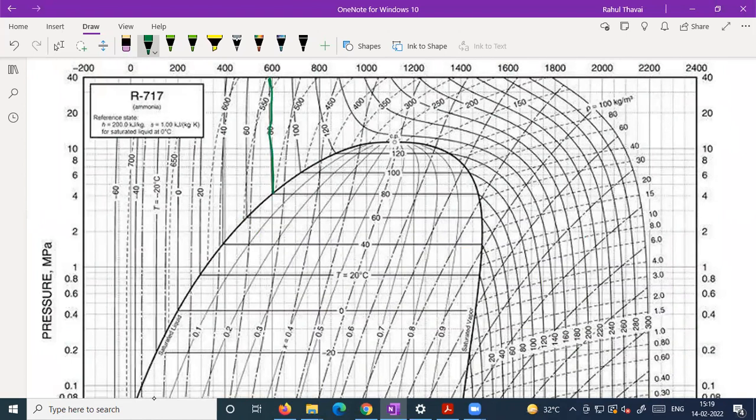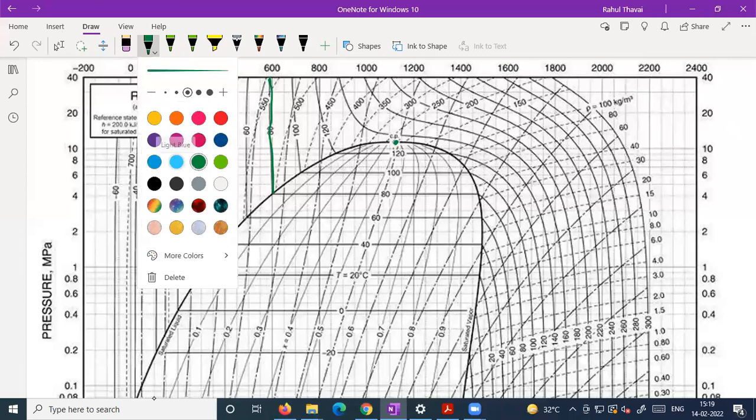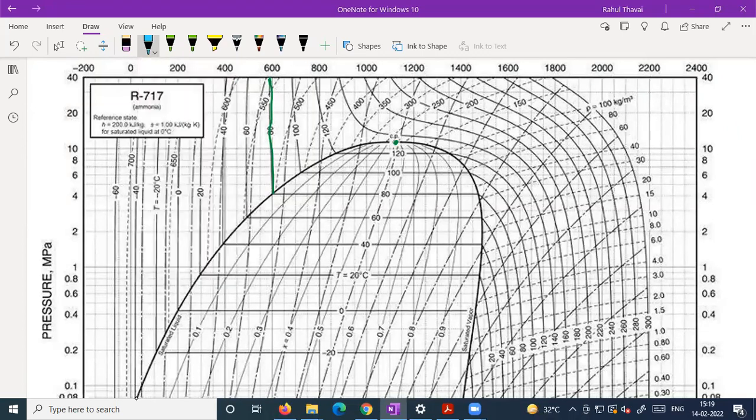This is called a saturated liquid line, this black colored line, till this particular point. I'll just highlight that point. I have not overridden this particular line. You can see that this black colored line is a saturated liquid line.